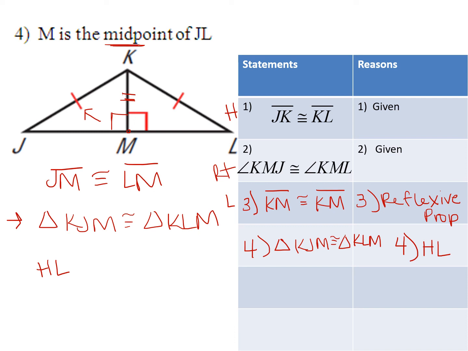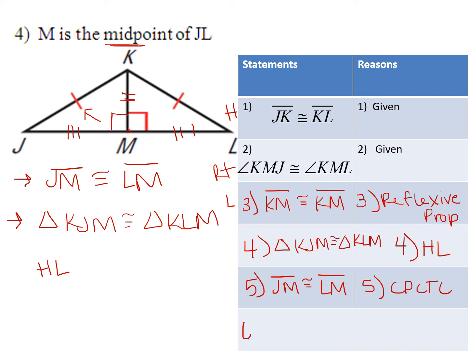And so now that I know that those triangles are congruent, can I say that JM is congruent to LM? Can I say that this side here is congruent to this side here? I can do so because they are corresponding parts of my triangle. And we know that corresponding parts of congruent triangles are congruent. So I can say that JM is congruent to LM because they're corresponding parts. So that would be my CPCTC.